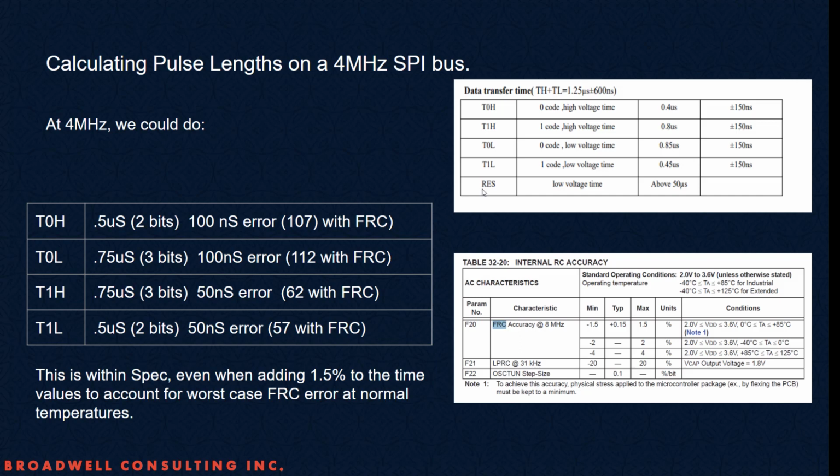T1 low, we're shooting for 0.45. We can do 0.5. So these guys don't look terrible. We're supposed to be able to get plus or minus 150 nanoseconds. It looks like our worst case with a 4 megahertz clock would be 112. It's not super, but it probably ought to work.